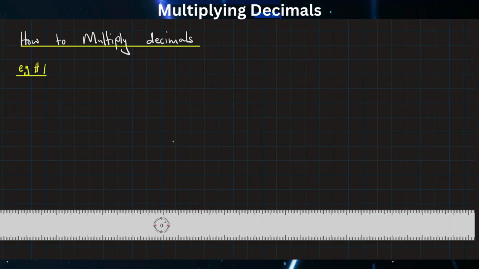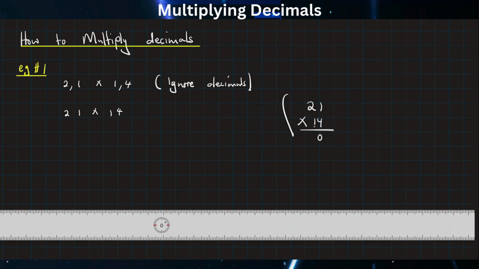21 times 14, place over. 1 times 1, that's 1. 1 times 2, that's 2. 4 times 1, that's 4. 4 times 2, that's 8. So which means it's equal to 4, 9, and that's 2. So it's going to be 294. Now, after you ignore the decimals, you are going to count the decimal places.